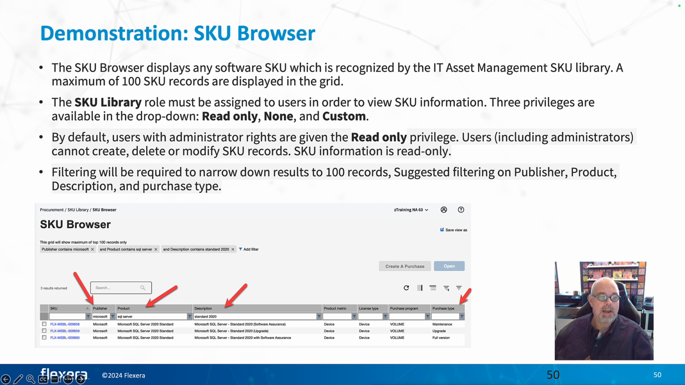The SKU library role must be assigned to users in order to view the SKU information. Three privileges are available in the drop-down: read-only, none, and custom. By default, users with administrator rights are given the read-only privilege.